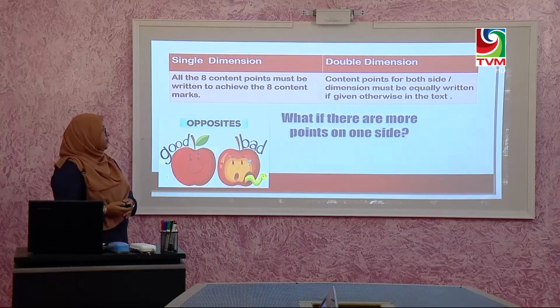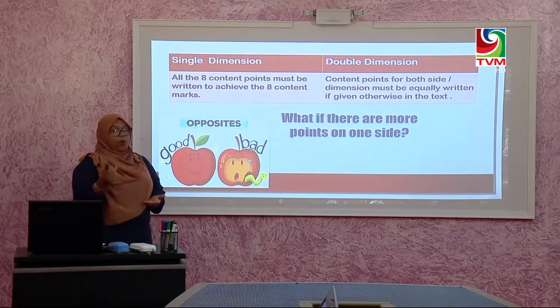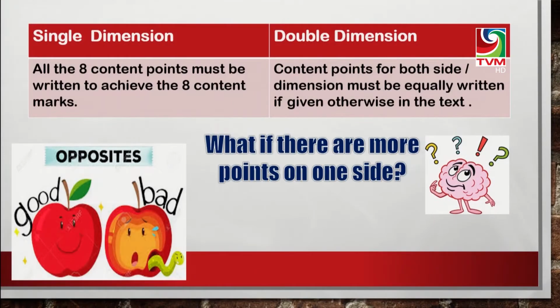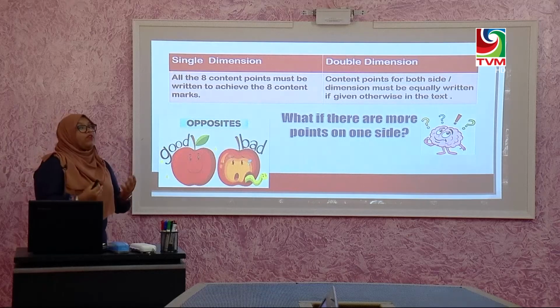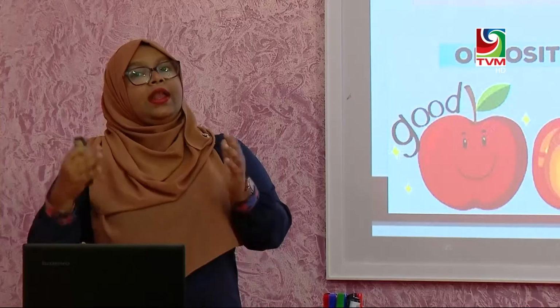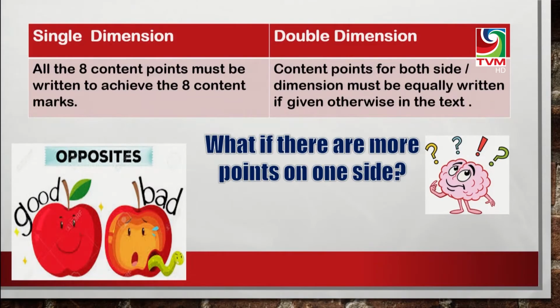Sometimes students ask, what if there are more points on one side? Now, in order to answer that, we need to look at how many content points are on advantage or disadvantage. Based on the ratio, you need to write your summary. If there are more advantages given in your text, you need to write more advantages in your summary and fewer disadvantages if there are fewer disadvantages given. So, based on the number of content points, you have to base your summary. So, now that you know what kind of question might come, let's move on.